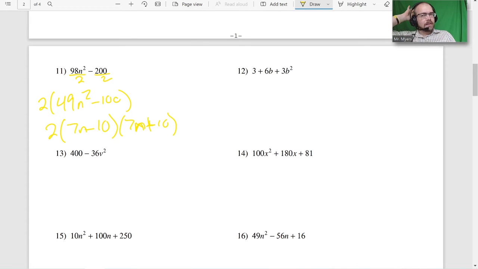All right. So be careful with that, because that will happen sometimes. Sometimes you factor it and it's not done. You've got to factor it more than once. Do 2 different kinds of factoring. Same thing here for this one.